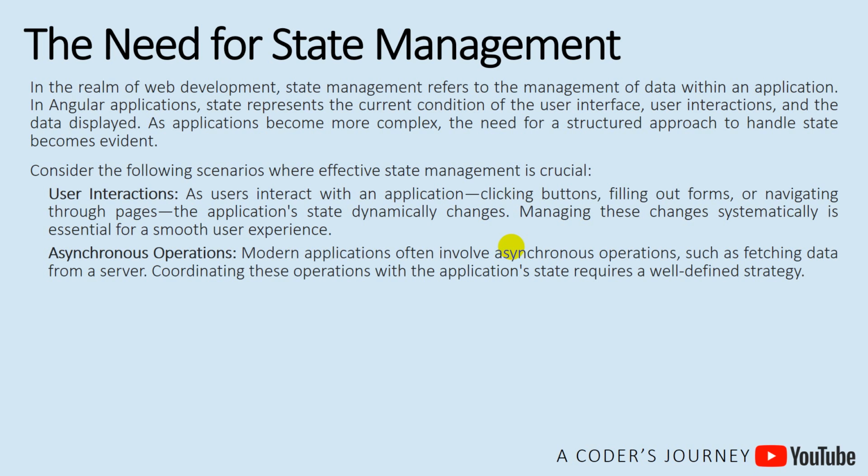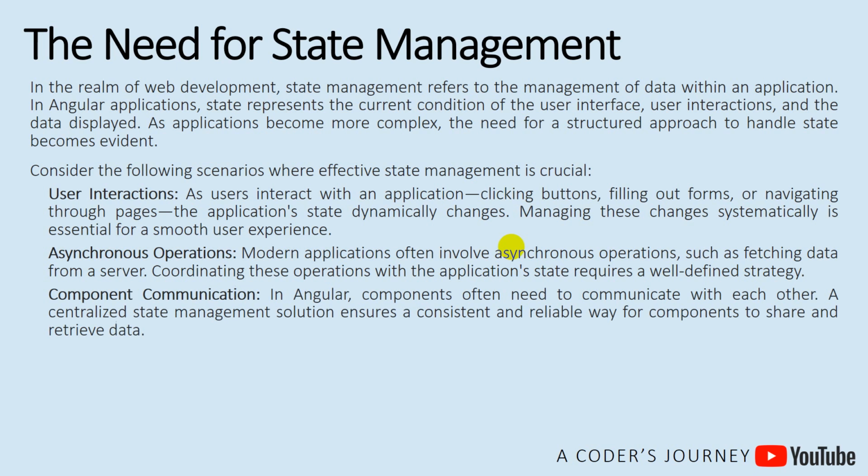Next, asynchronous operations. Of course, modern applications involve asynchronous operations like reading data from a server, fetching data from an HTTP endpoint. Coordinating these operations with the application state requires a well-defined strategy. So the next one, component communication. We all know that our Angular applications are composed of different components, and these components more often than not need to communicate with one another. A centralized state management solution ensures a consistent and reliable way for components to share and retrieve data.